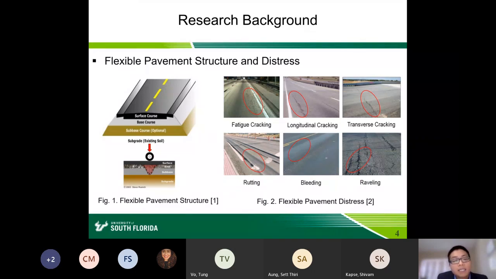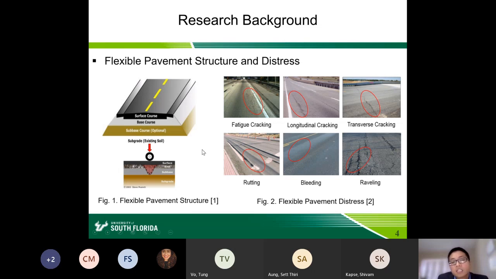It is a multi-layer structure, as we can see in figure 1. The first layer is the surface course, and then base course, sub-base course, and subgrade. Since the overall structure is flexible and soft, when the traffic load is on the surface, the pavement will deflect. So we also call asphalt pavement flexible pavement.